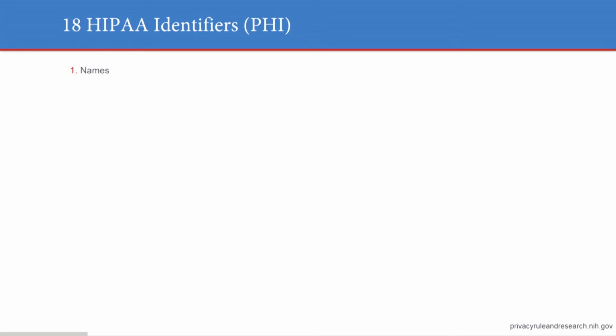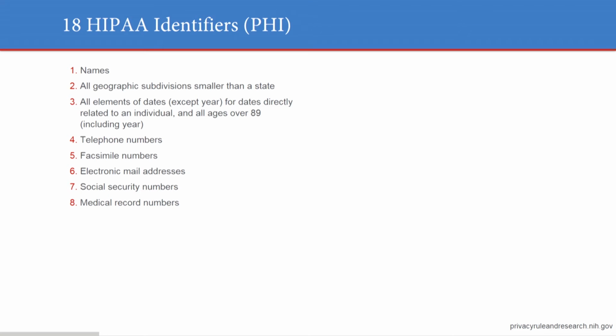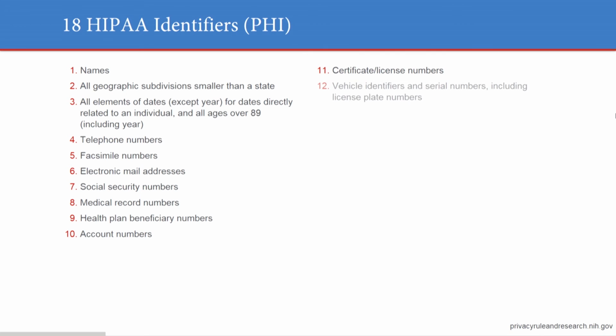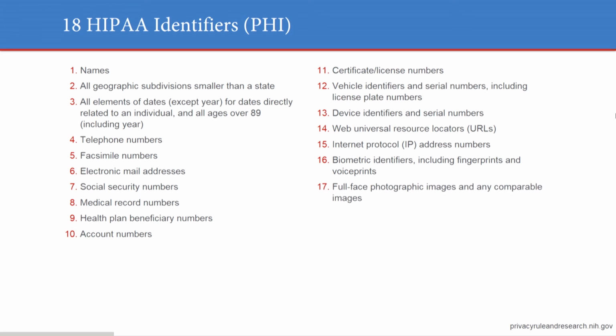They include the names of patients, all geographical subdivisions smaller than a state, all elements of dates, and all ages over 89, telephone numbers, fax numbers, email addresses, Social Security numbers, medical record numbers, health plan beneficiary numbers, account numbers, certificates and license numbers, vehicle numbers and license plate numbers, device and serial numbers, URLs, IP addresses, biometric identifiers including fingerprint and voice prints, photographs, and any other unique identifying number, characteristic, or codes.